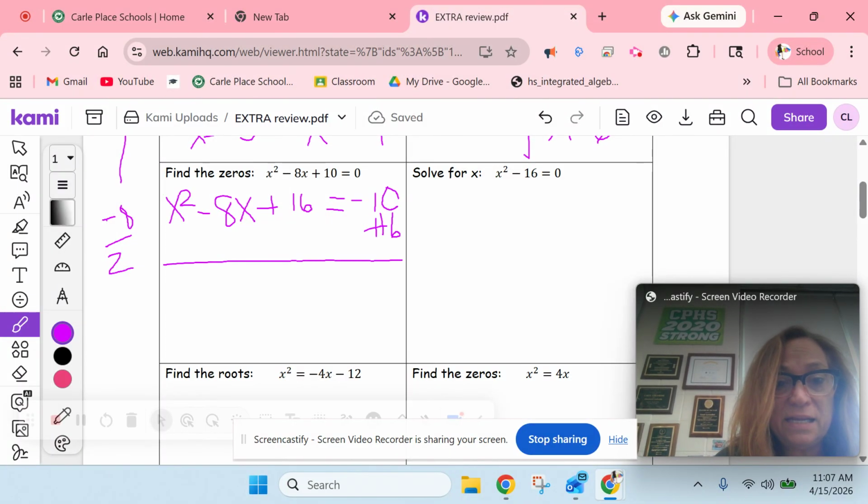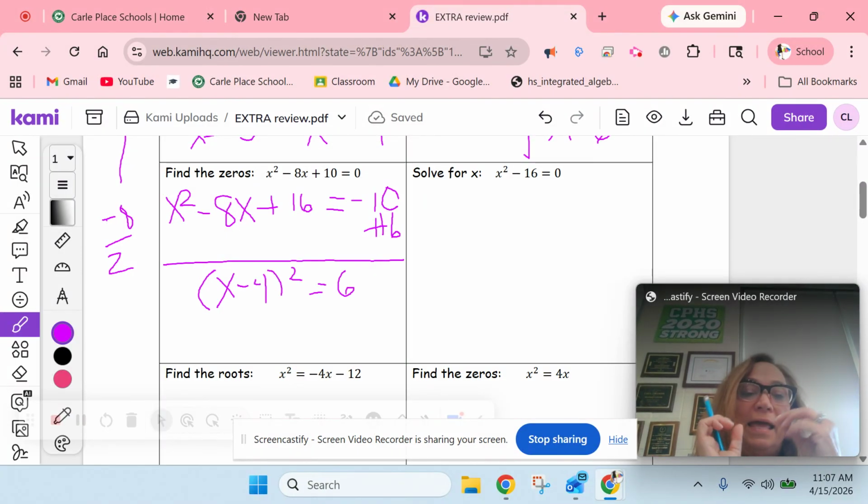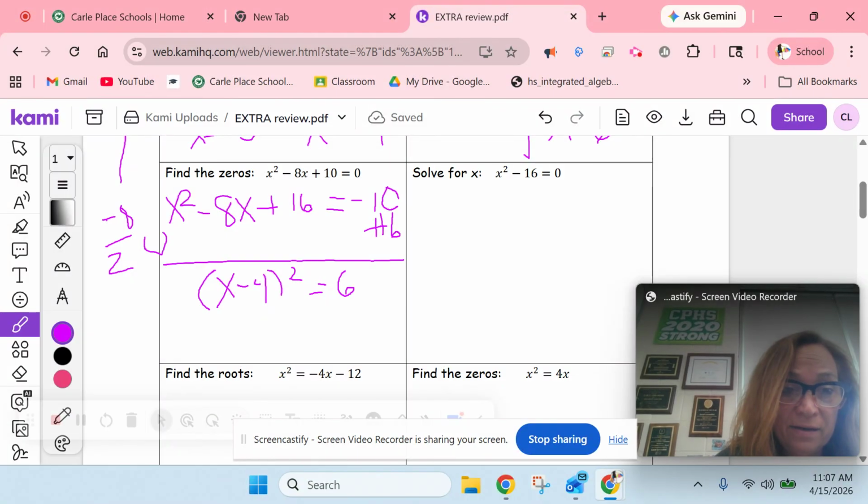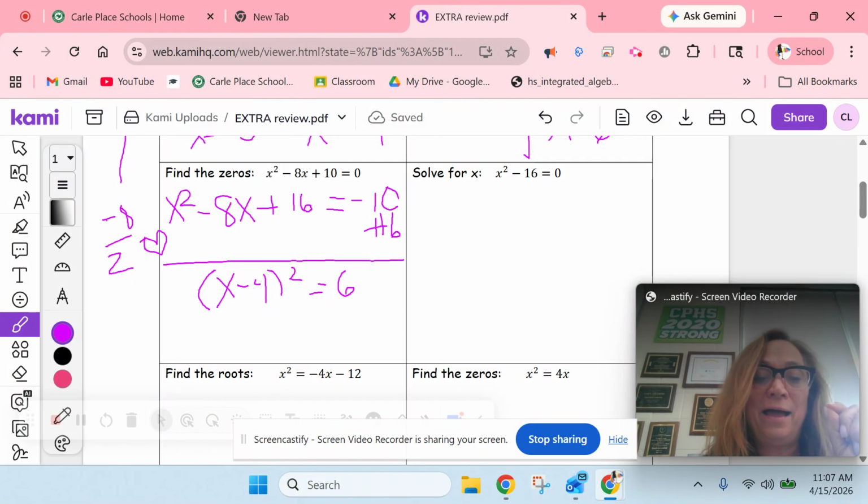So that's going to give me x minus 4 squared equals 6. Okay. It's x minus 4 squared because x squared minus 8x plus 16 is a perfect square trinomial. Gotta love it. And when I did the negative 8 divided by 2, that's how I got that negative 4. That's why I knew it was negative 4.